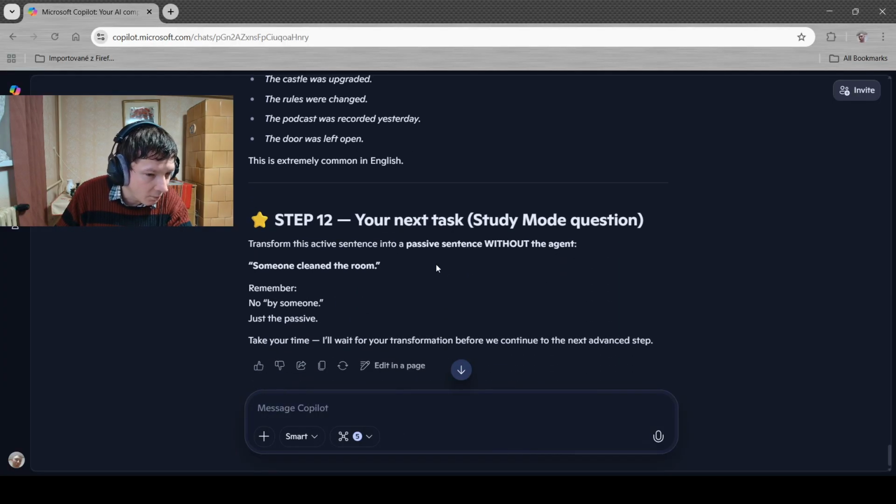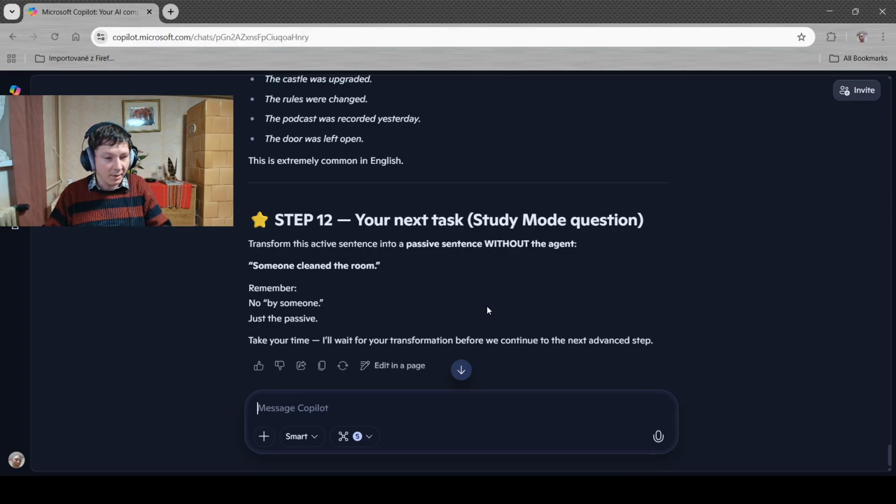Step 12. Your next task. Study mode question. Transform this active sentence into a passive sentence without the agent. Someone cleaned the room. Remember, no by someone, just the passive. Take your time. I'll wait for your transformation before we continue to the next advanced step.